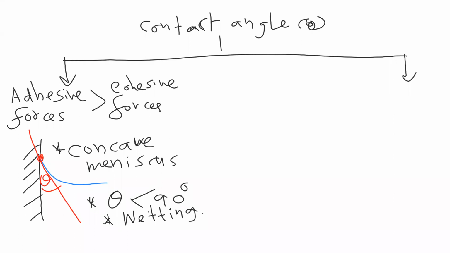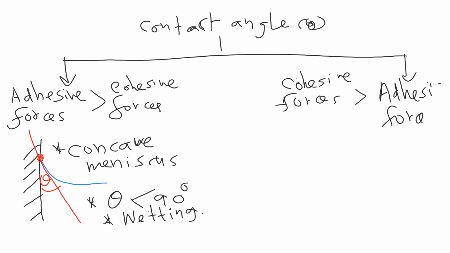But if the other way happens, that means if the cohesive forces, or cohesive interactions, cohesive forces meaning interactions between the same particles, are stronger than the adhesive forces, it will be like this. Draw the contact angle, and theta is now the angle between the surface and the tangent through the liquid, like this. Theta is a big one.